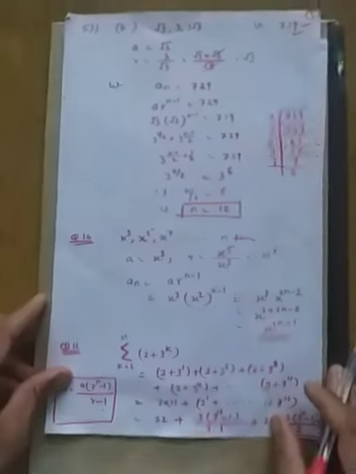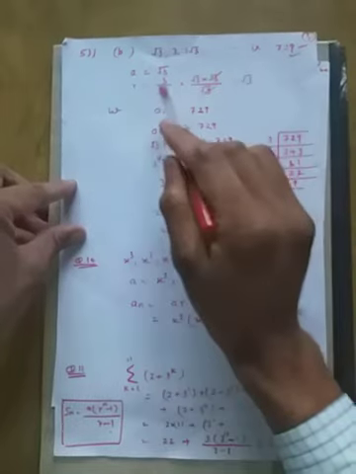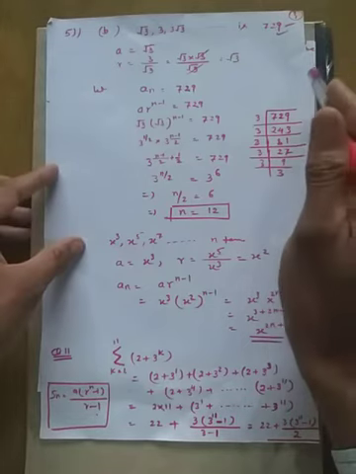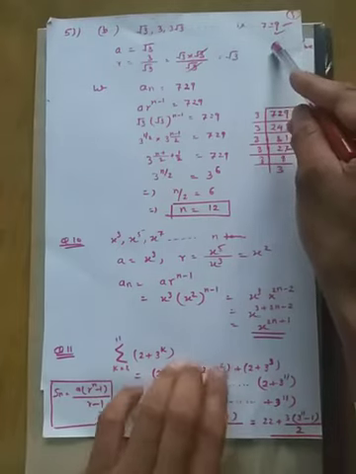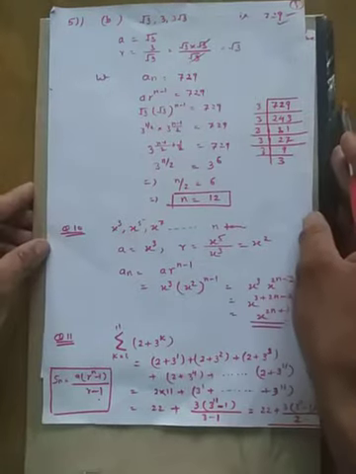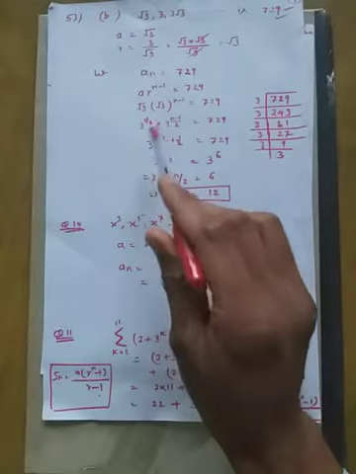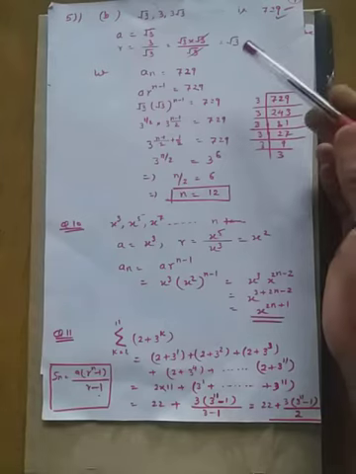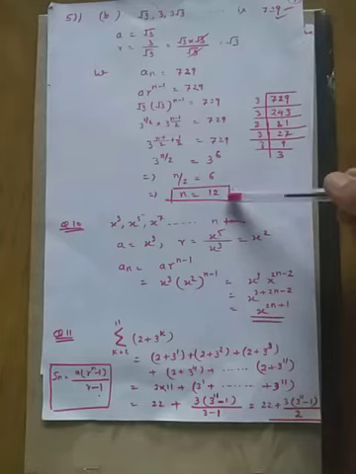Now come to the question number 5, B part. In this question, dear student, I have to find out which term of this geometric series is 729. Let nth term is 729, an equal to 729. Okay, ar to the power n minus 1 equal to 729, and value of a is root 3, common ratio r also root 3. After solving this one, you will get n equal to 12.